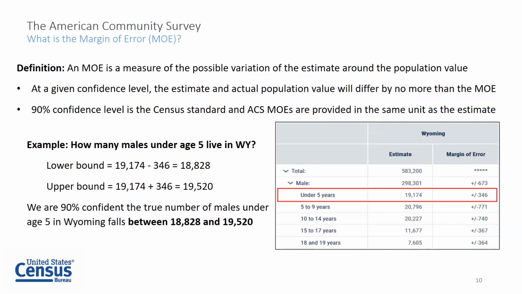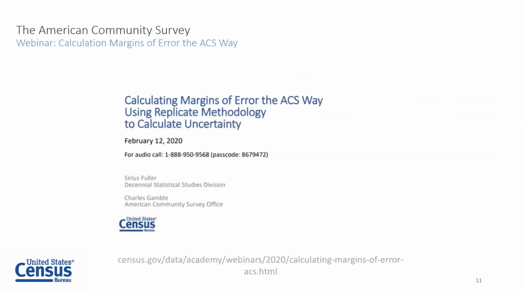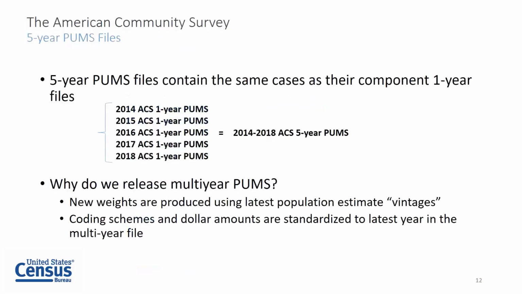And if you follow us closely, you might have tuned into this, but if not, we just had an informative webinar on how to calculate MOEs using PUMS data last month on February 12th. You can find the recorded webinar and associated transcript on Census Academy's recorded webinar page, which is linked on this slide. It's down there at the bottom. So you can definitely find that on Census Academy.